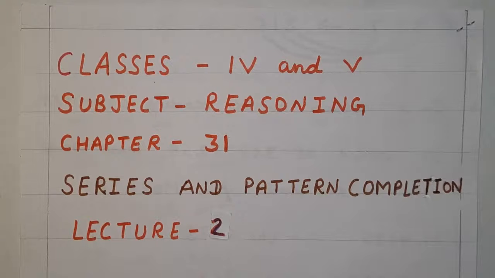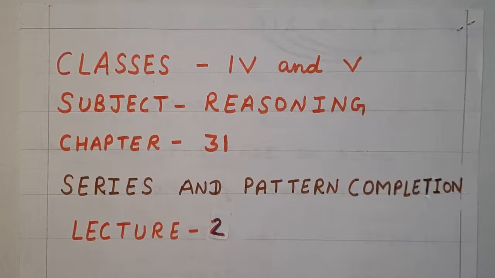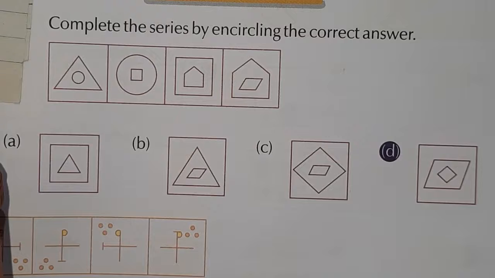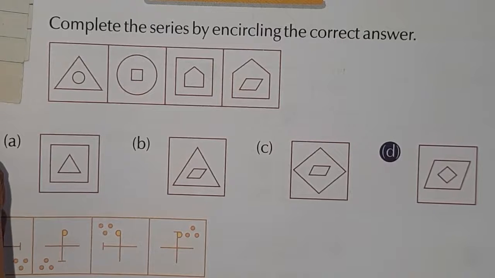This is our lecture for classes 4th and 5th. Subject reasoning and chapter 31. Name of the chapter is Series and Pattern Completion. And it is our lecture 2. In this lecture, I am going to tell you 2 more examples related to complete this series.